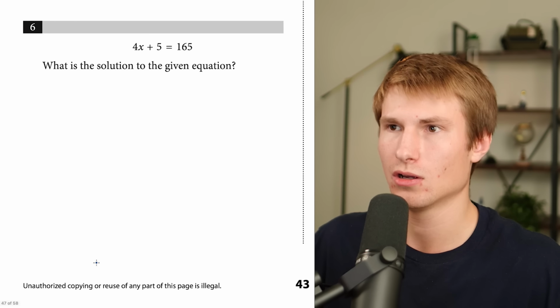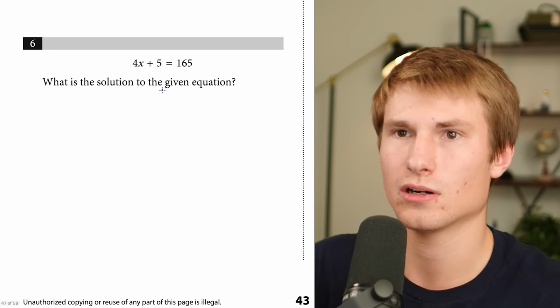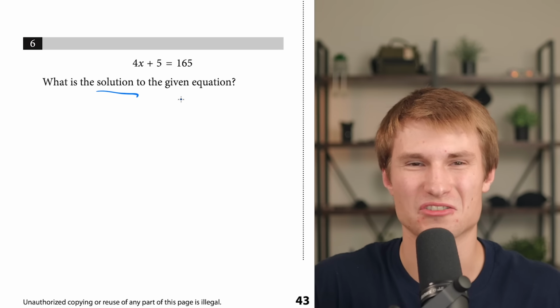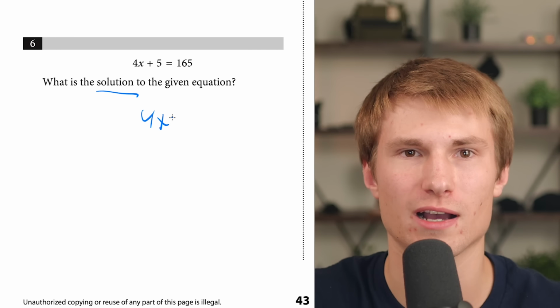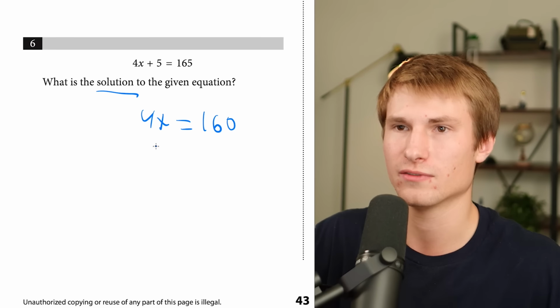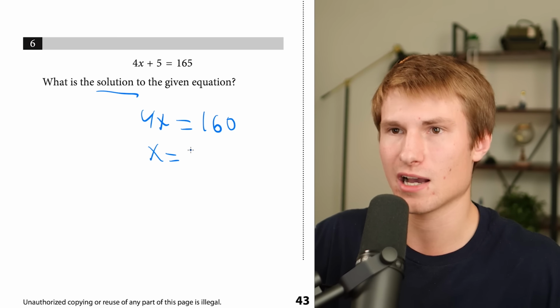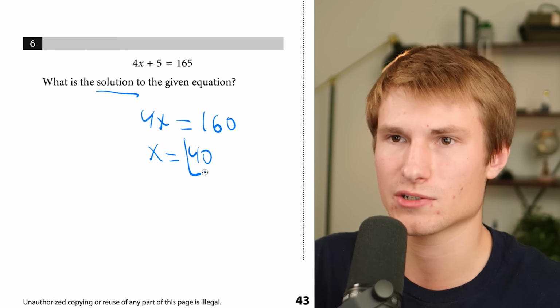Number 6 now. What is the solution to the given equation? All right, so this is really simple. It's just one sentence. Subtract 5 from both sides. That'll give us 4x is equal to 160. Divide both sides by 4, and that's going to give us x equals 160 over 4, which is 40. So our answer there is going to be 40.